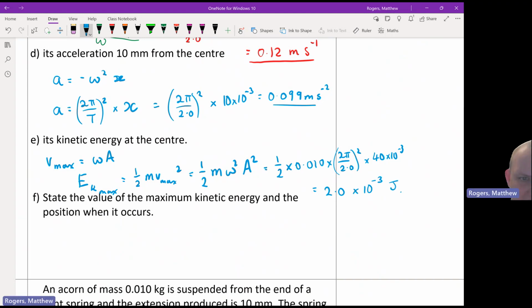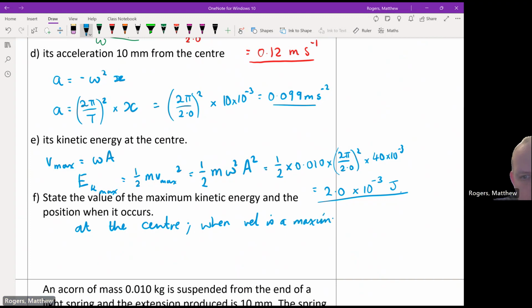And last part, state the value of the maximum kinetic energy and the position when it occurs. Well, we've just said, haven't we, it happens at the center. So here it just said the kinetic energy at the center. Now it's asking us, where's the kinetic energy at maximum? Well, the answer, of course, is at the center. That's when velocity is a maximum, and then therefore its value, wrong way around again, EK max is equal to 2.0 times 10 to the minus 3 joules.